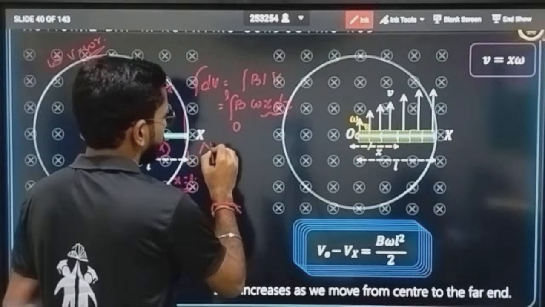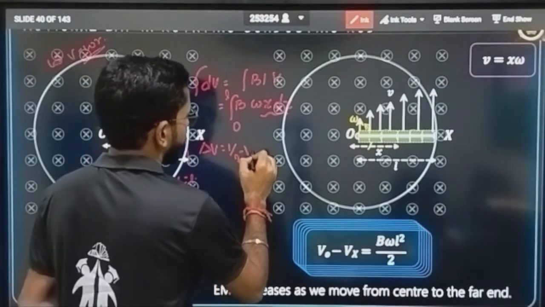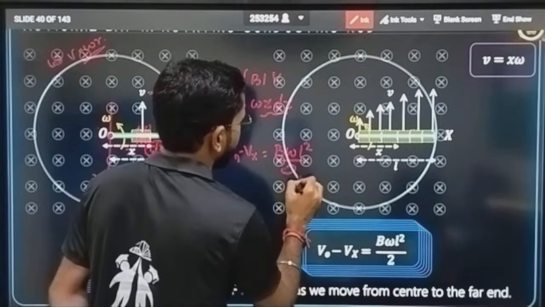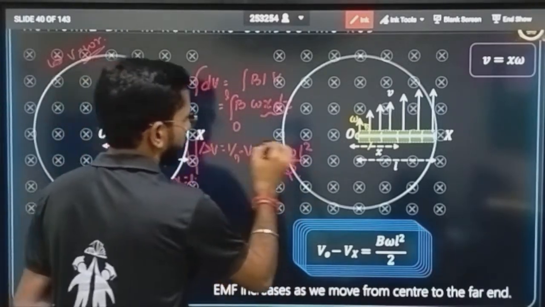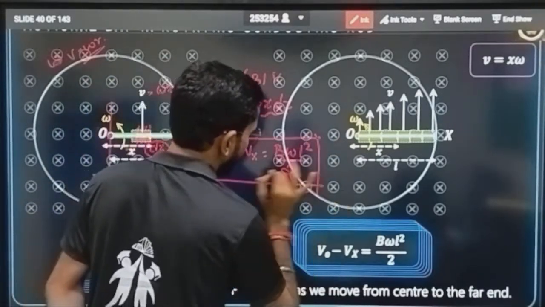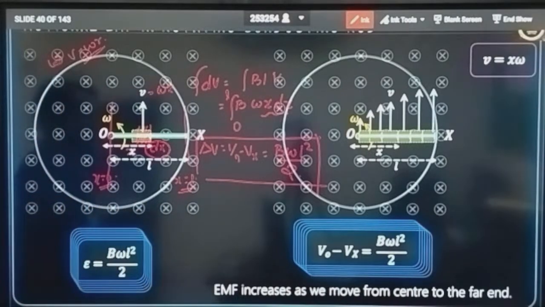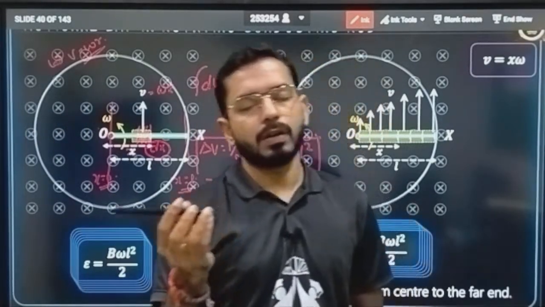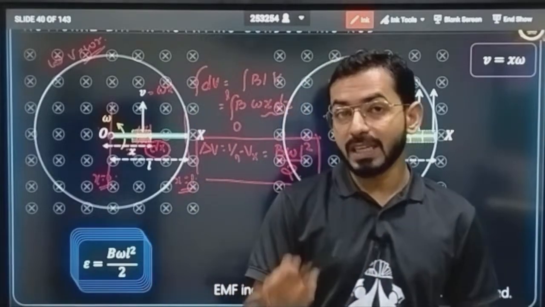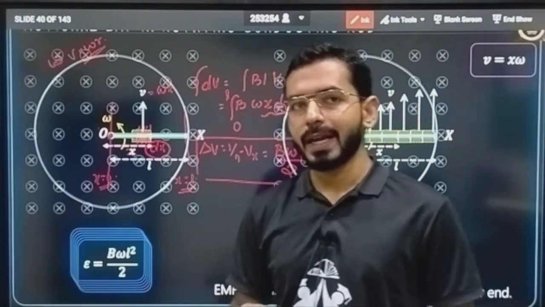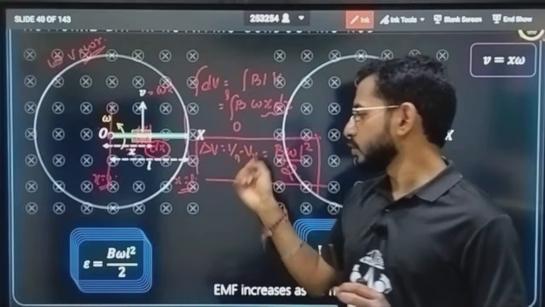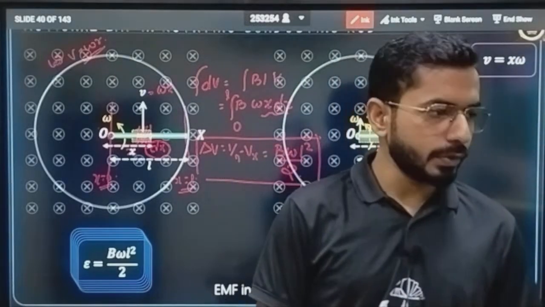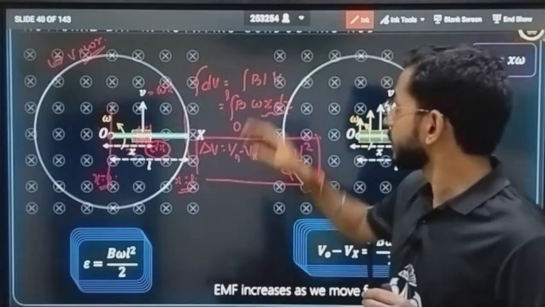Finally, the result that you will get, delta V, that is V0 minus Vx, equals B omega L square by 2. This is the rotational EMF. When your current carrying conductor is rotating about a fixed point with angular velocity omega, the EMF generated in it equals half of B omega L square. Is it clear to you? Very clear?